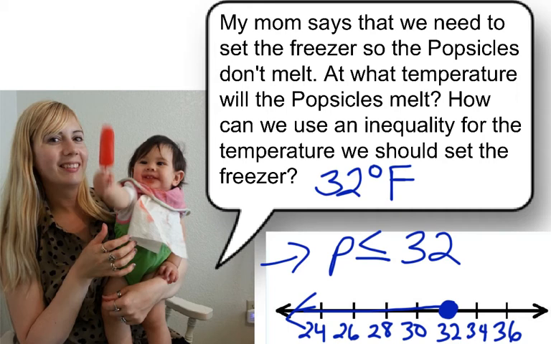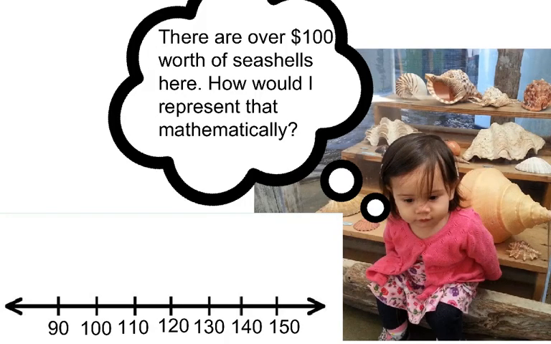Go ahead and take a minute to pause if you need extra time. Let's look at one more example. There are over $100 worth of seashells here. How would we represent that mathematically?